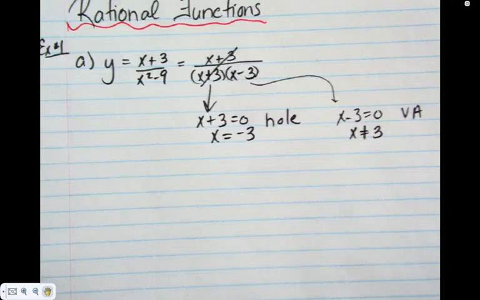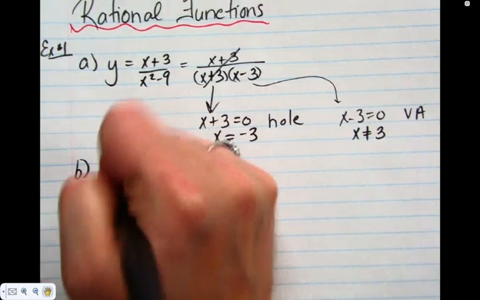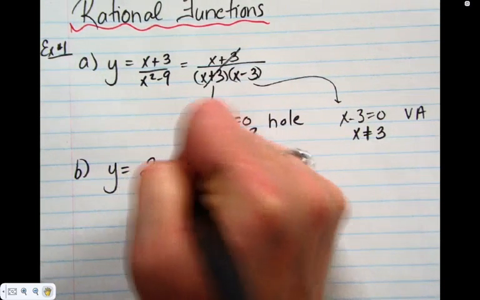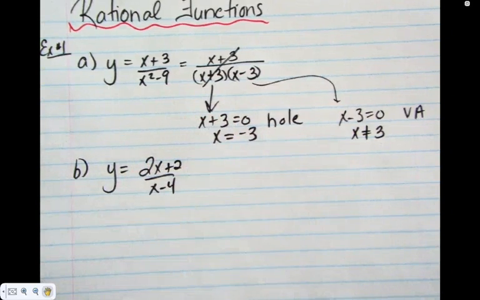How do you know if something is a hole? It cancels out. How do you know if it's a vertical asymptote? It doesn't cancel out. Let's look at B. y equals (2x plus 2) over (x minus 4).